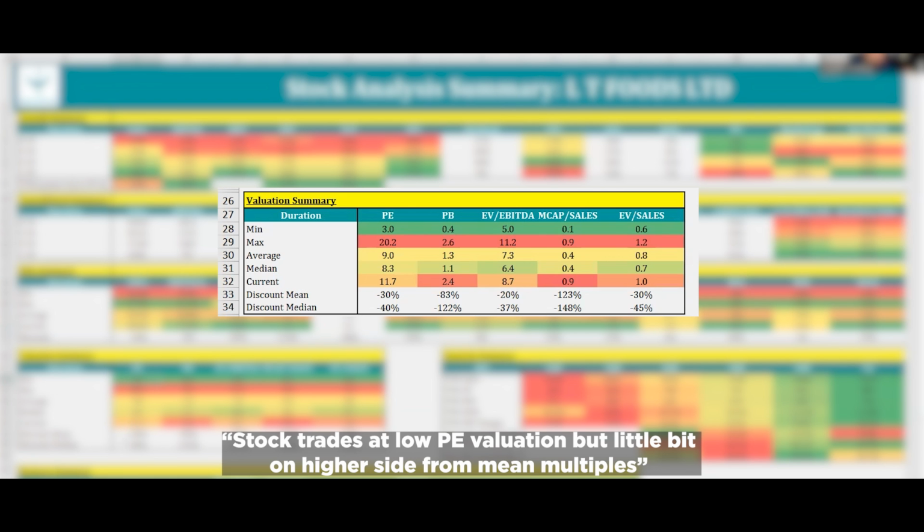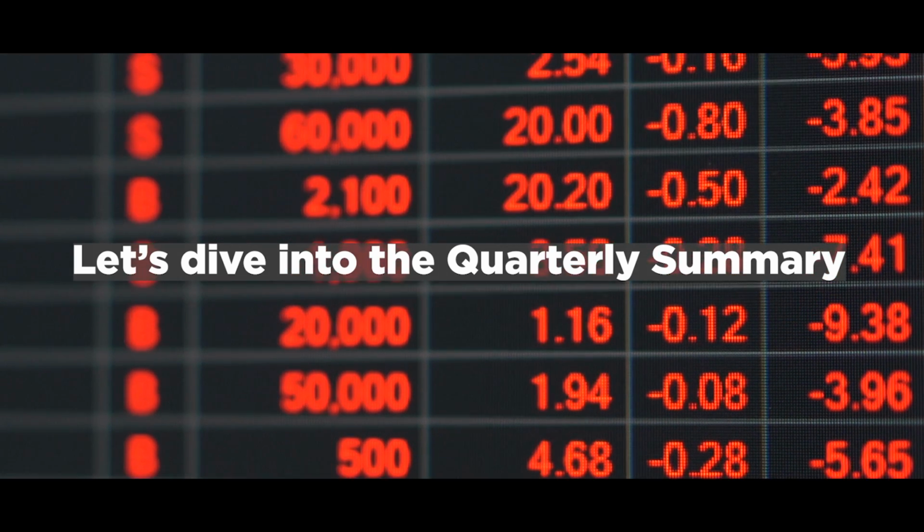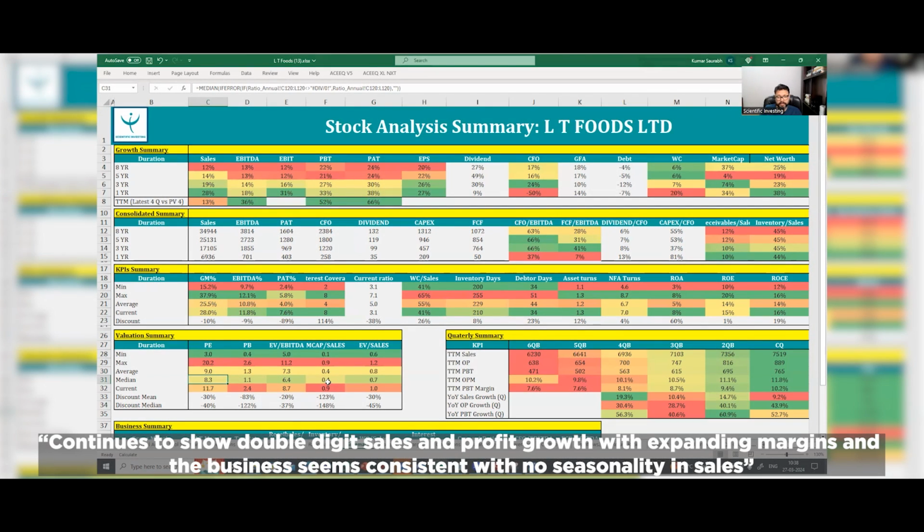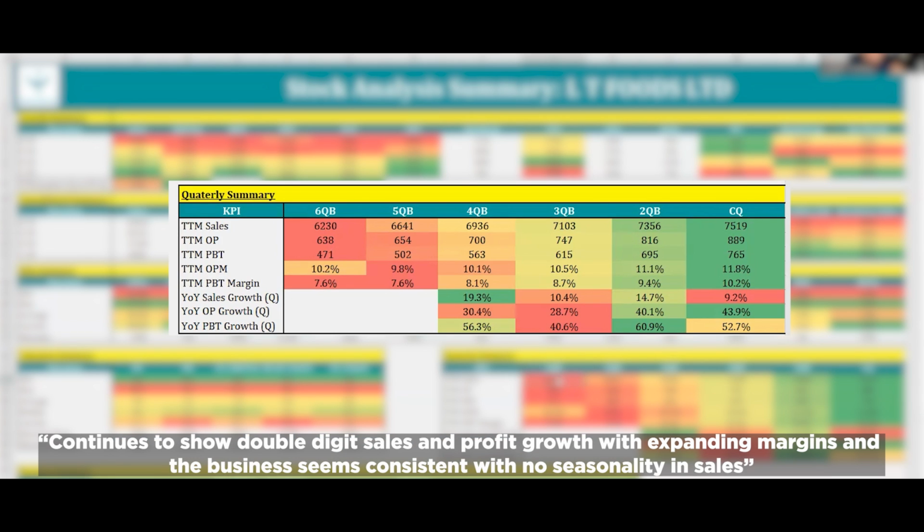Is there a discount to mean and median, or is it higher than the mean value? And we get all these numbers. Now, the second last one is the quarterly summary, because how the business is shaping up in the last few quarters is very, very important. What we have is how the trailing 12 months sales is growing. So we can see the company is growing its sales every quarter.